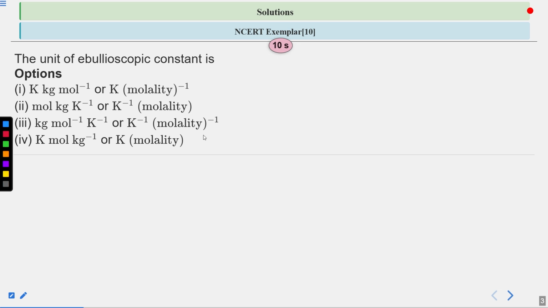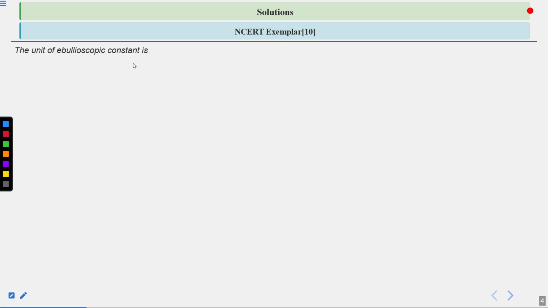Okay, so you have some time to go through this question, and after that we will continue to its correct answer. Okay, now let's move on to its correct answer. For this given question, the correct answer is the first one, which is Kelvin kg mole inverse or Kelvin molality inverse.